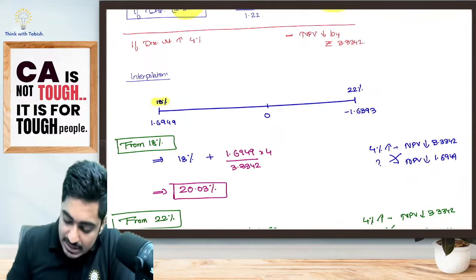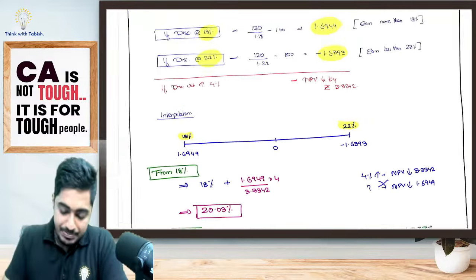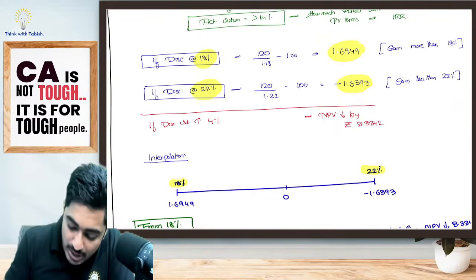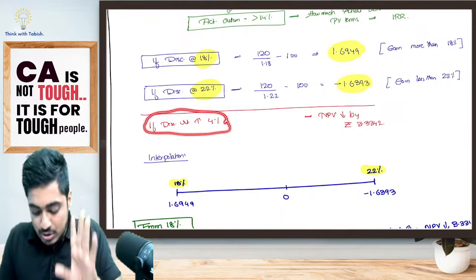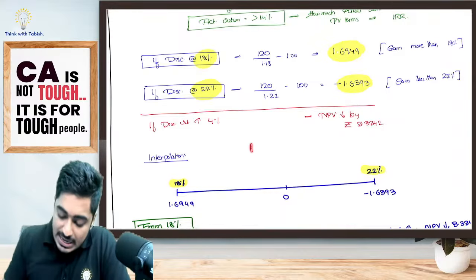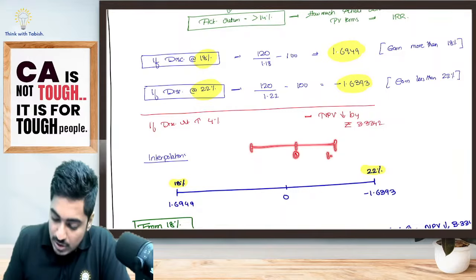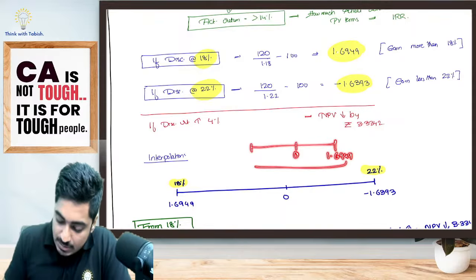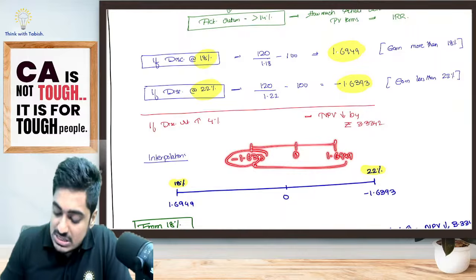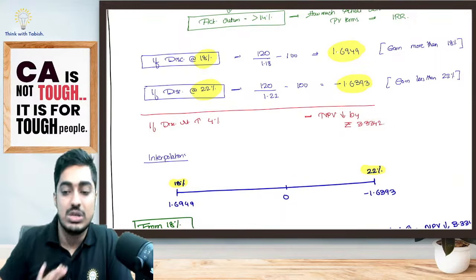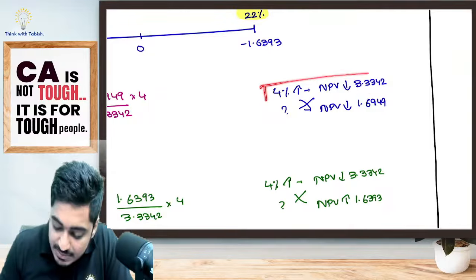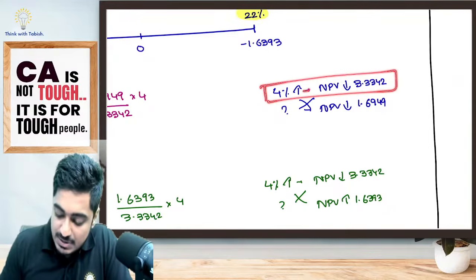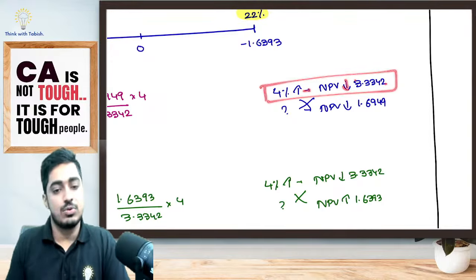That means I'm getting something in between 18 and 22. From 18 to 22, if I increase my discounting rate by 4%, what happens to my NPV? Imagine this is 0: from 1.6949 it comes down to minus 1.6393. That is, my NPV reduces by 3.3342. Yes or no, everyone? Yes, sir. So I'm telling you simply, boss: if I increase my rate by 4%, my NPV reduces by 3.334.